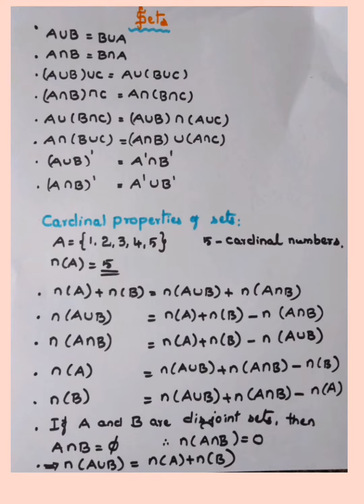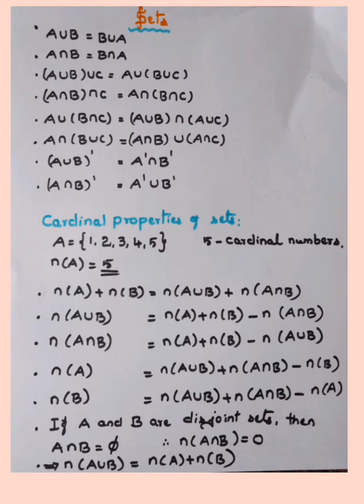On moving to the cardinal properties of sets, imagine you write a set like this, A is equal to {1, 2, 3, 4, 5}, and there are 5 cardinal numbers. Therefore, n(A) is equal to 5. And this is the main formula to write all the cardinal properties of sets. n(A) plus n(B), meaning the number of elements in A plus the number of elements in B, is equal to n(A union B) plus n(A intersection B). Remember this formula, it is a very basic formula. From there we can obtain all the remaining formulas.